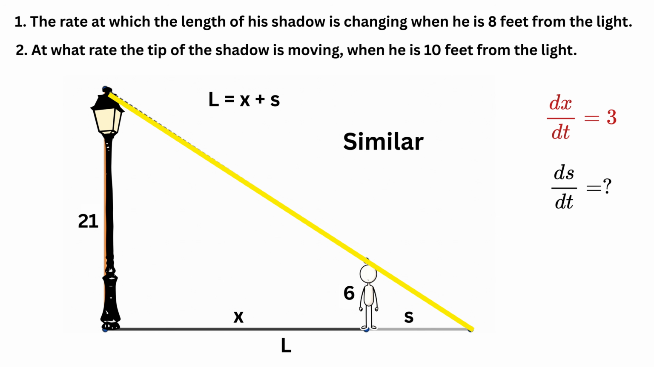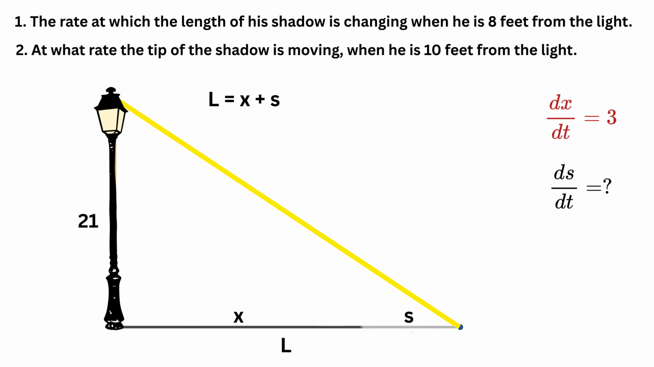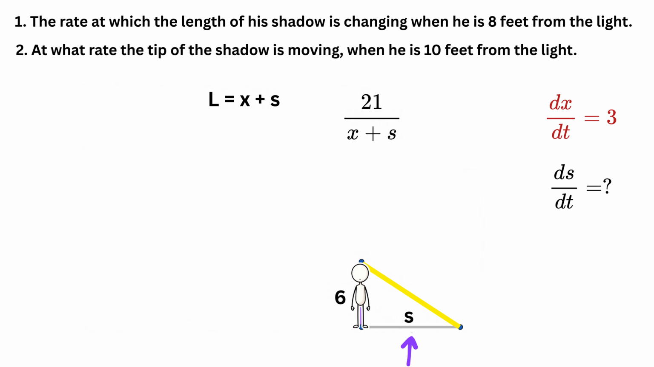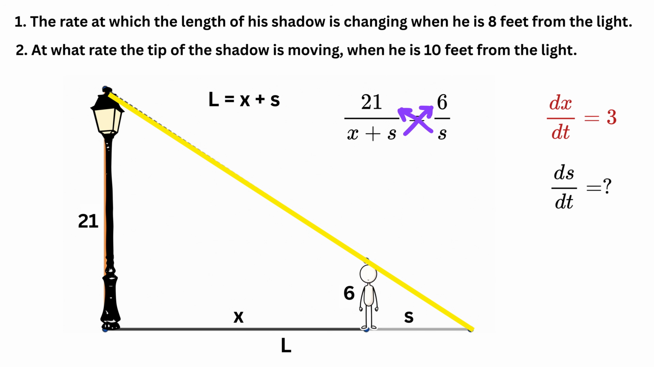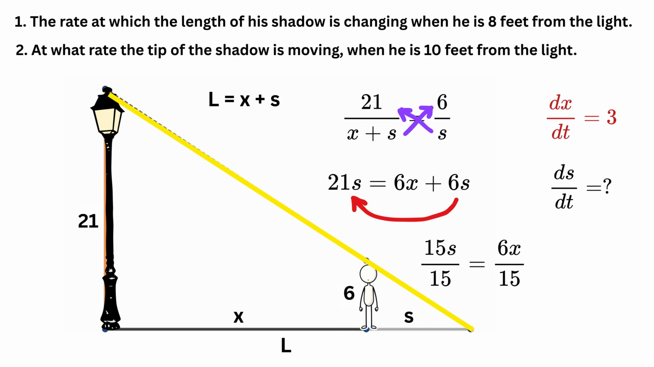Because the triangles are similar, the ratio of height to base is the same for both. The ratio of height to base for the larger triangle is 21 over x plus s, and the ratio of height to base for the smaller triangle is 6 over s. Cross-multiply to get 21s equals 6 times x plus s, or 6x plus 6s. Take 6s away to get 15s equals 6x. Divide both sides by 15 to get s equals 6x over 15, or 2 over 5 times x.